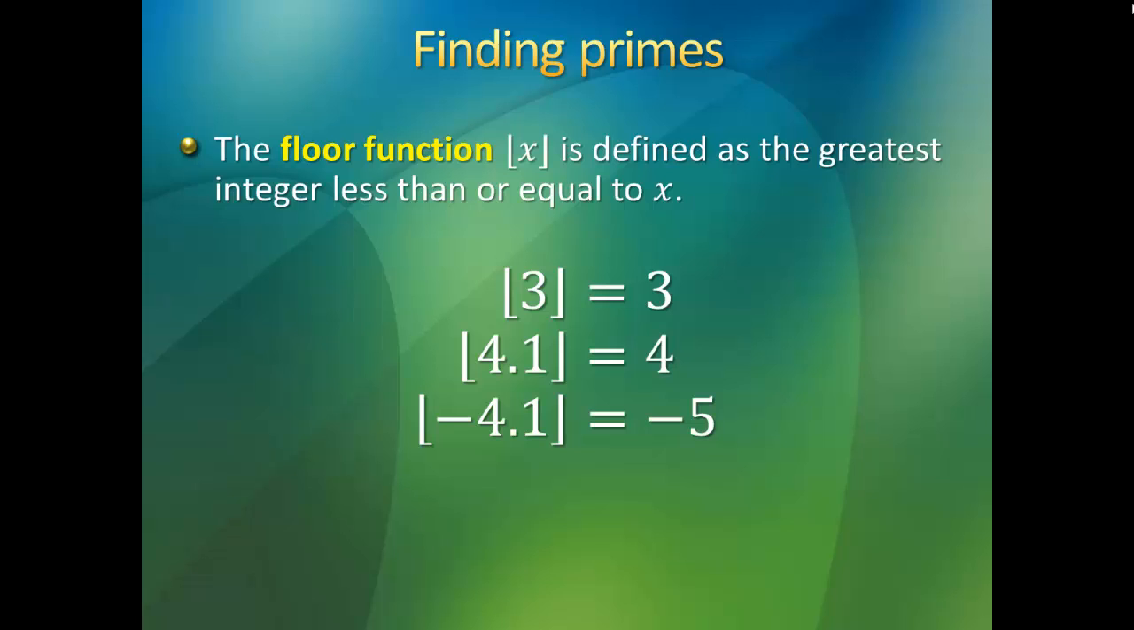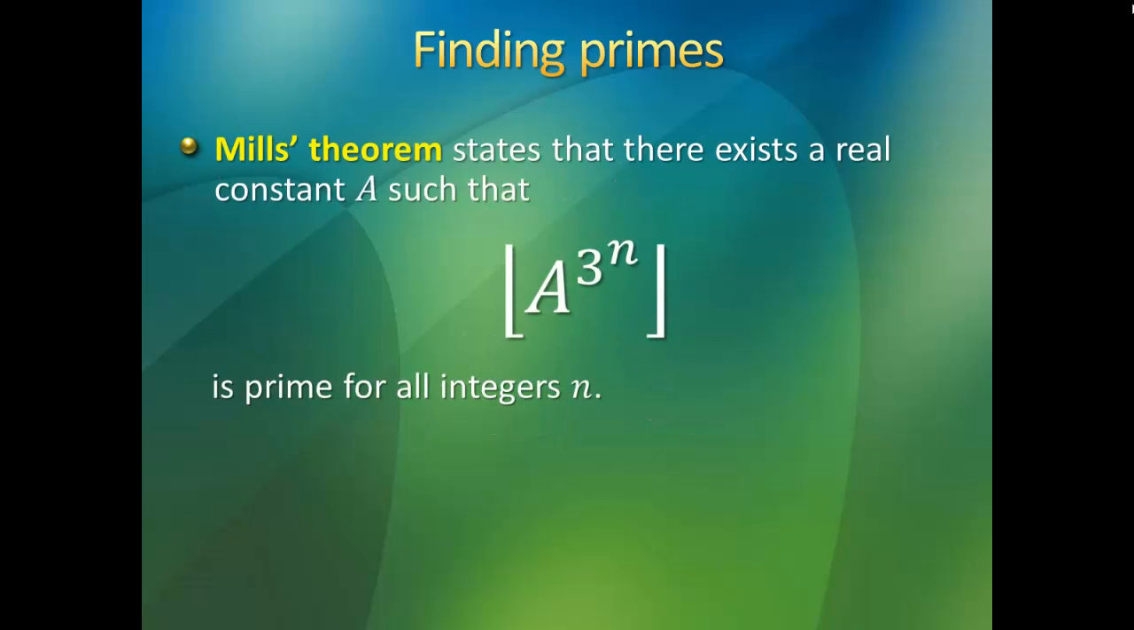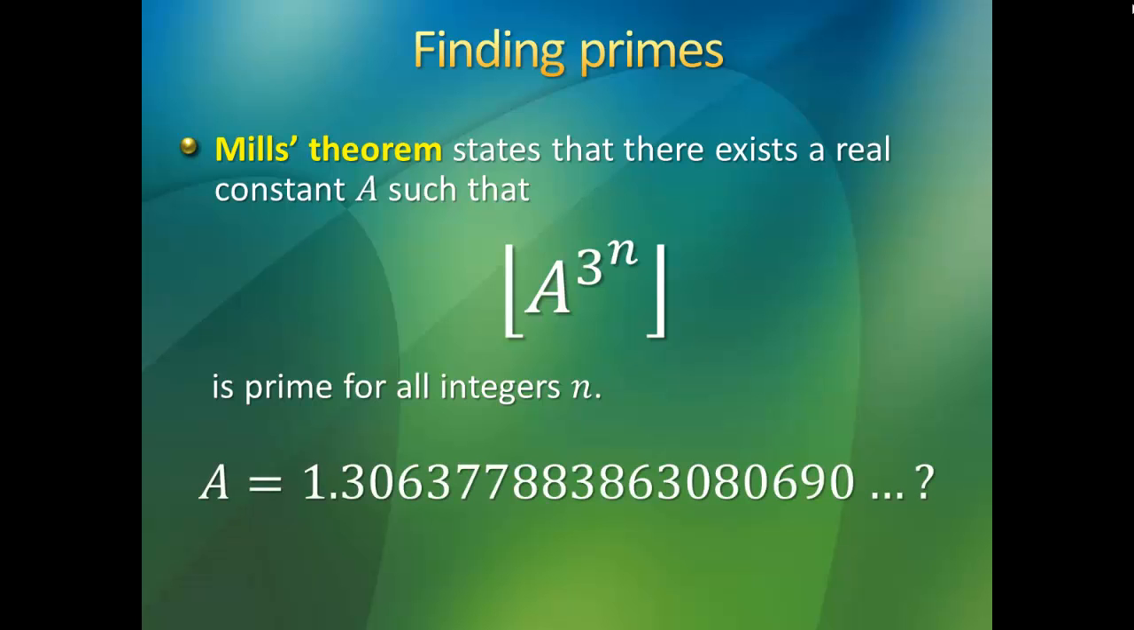A mathematician named William H. Mills proved in 1947 that there exists a real number a, such that the floor of a to the 3 to the n is guaranteed to be prime for all positive integers n. What's more, we might know the value of a, which is about 1.306.